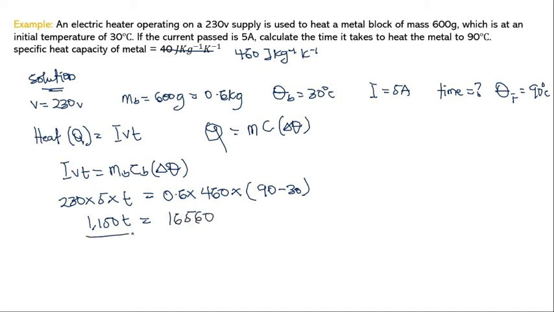So if we divide both sides by 1150, we get our time to be equal to 14.4 seconds. So it means it took 14.4 seconds for the electric heater to warm the ball from 30 degrees Celsius to 90 degrees Celsius, provided a voltage of 230 volts is applied, and the current passing through the system is 5 amperes.